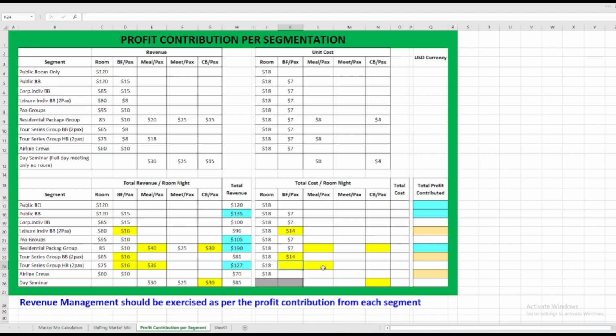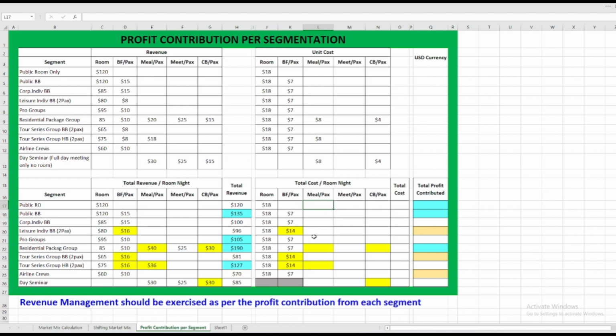Same as the tour series group half board, the breakfast cost allocation for 2 persons is $14. Air crew single occupancy is $7. Day seminar, no cost allocation because they don't stay in our hotel, and also no revenue, so no cost.